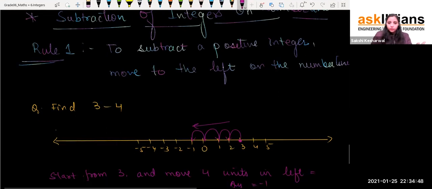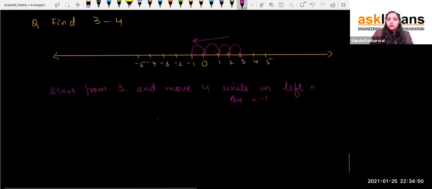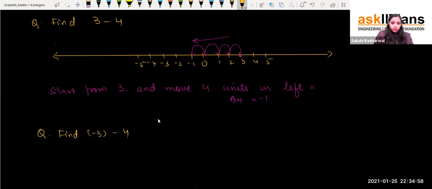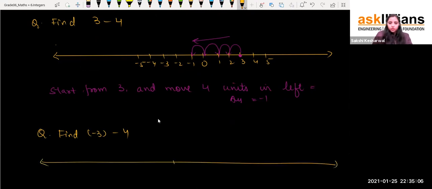Right? I'll give you one more question. What is the question? The question is find -3 minus of 4, right? So first you have to make a number line. Just follow the rule, right? So if you're going to make a number line, this is equals to 0, 1, 2, 3, 4, 5. This is -1, -2, -3, -4, -5.